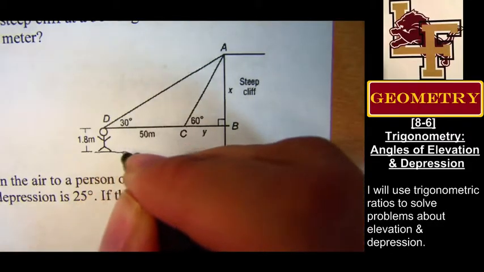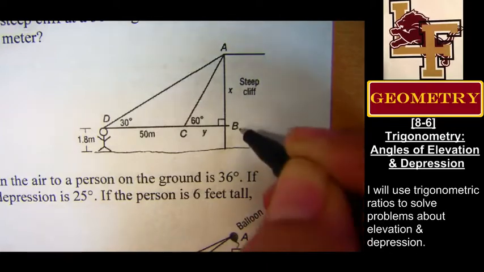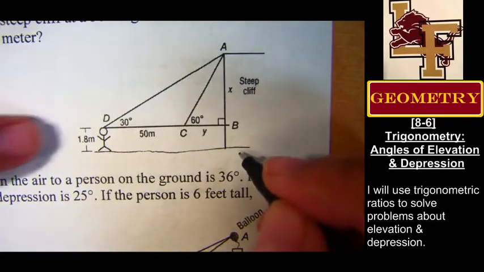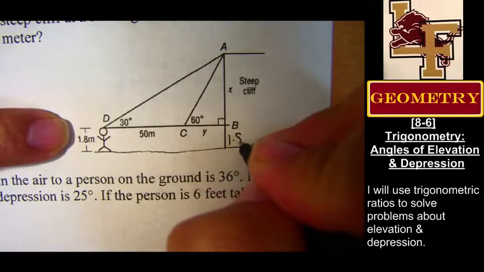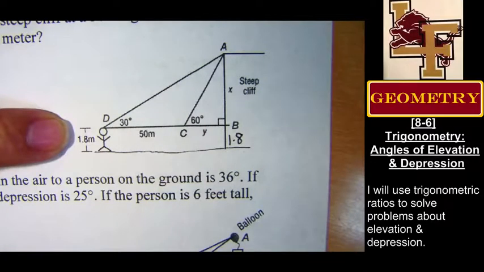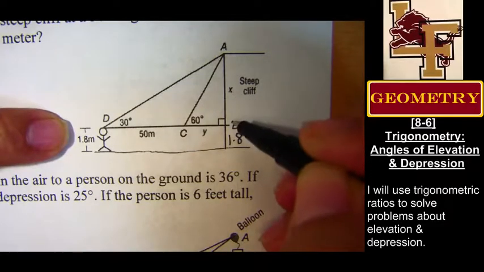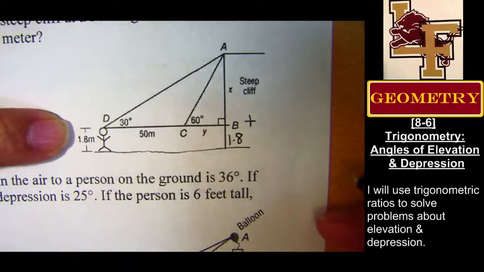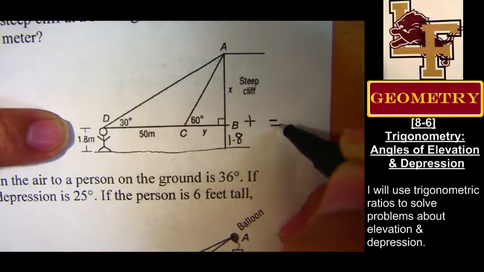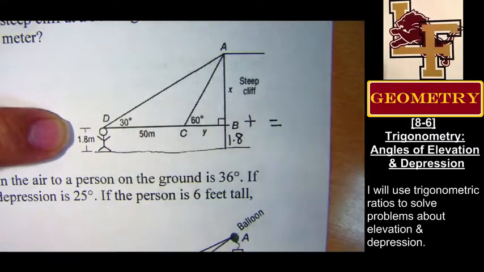Here's what we're doing. Here's the ground that our surveyor, that our person is standing on. His eye level is 1.8 meters off the ground. So this part of the cliff is 1.8 meters up from the ground. Then we're going to find what this distance is and then add them together. Whatever the result is, that's how tall the cliff is from the very ground to the very top. And we're going to use trig to make that happen.